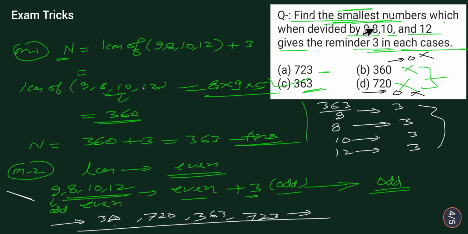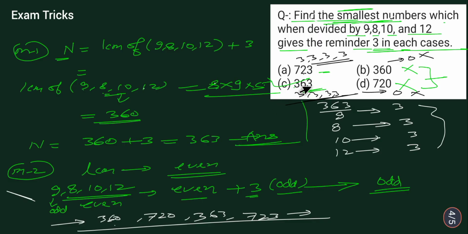When you divide 723 by 9, it will give us 3 remainder. When you divide 723 by 8, again 3 remainder. 723 divided by 10 will give us 3 remainder. When divided by 12, it will give us 3 remainder. And 363, again in all the cases it will give us the 3 remainder.